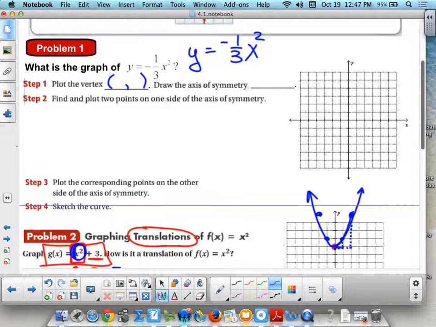0, 0. Yeah, it is the parent. It's exactly the parent. It hasn't moved. It didn't go right, didn't go left, didn't go up, didn't go down. It has not moved. Here's what happens though.